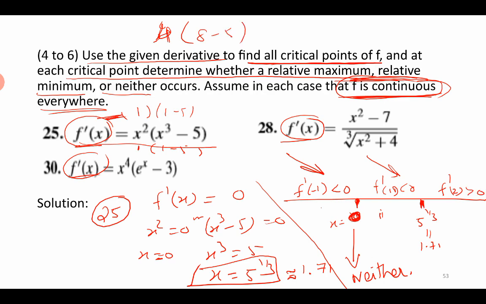So to the left side of 5 to the power 1 by 3, it is decreasing, but to the right side it is increasing. So this is the relative minimum. So at x equal to 5 to the power 1 by 3, we get a relative minimum. But at x equal to 0, neither maximum nor minimum. So let's try problem number 28 in the similar way.